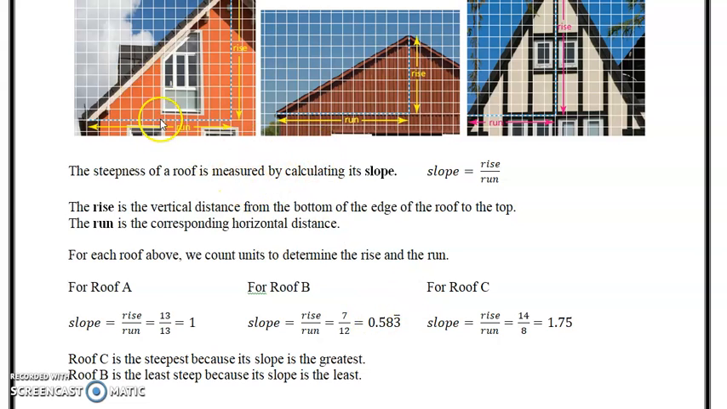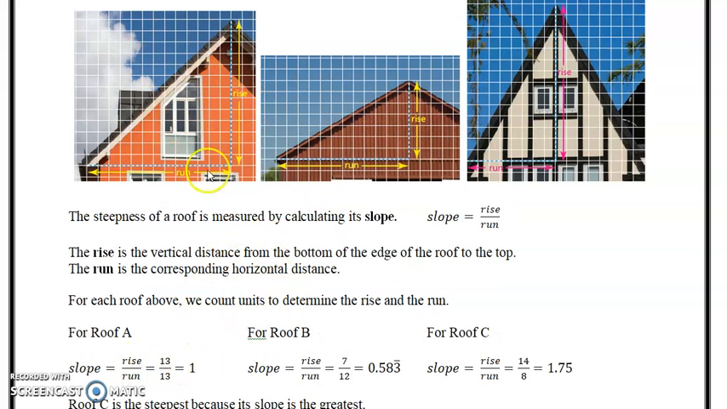If you look at this first roof, they have it broken up with a grid. This one here has a rise and run of 13 over 13. The second one, roof B, has a rise of 1, 2, 3, 4, 5, 6, 7, and the run is 12, so 7 over 12 here. And when you calculate it, roof A has a slope of 1. The slope of roof B is clearly going to be less than the slope of the first roof, which indeed it is, 7/12 or the decimal 0.583 repeating.